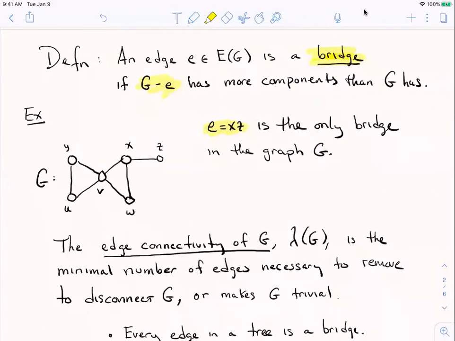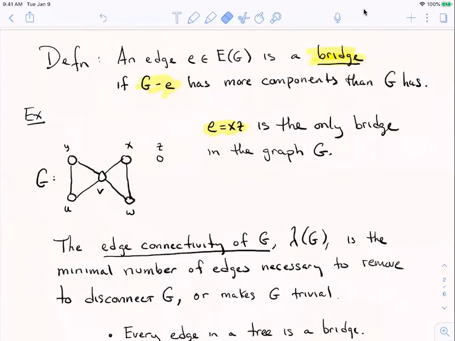When you take an edge, that's it. You just take the edge. You don't take any other vertices. So looking at that example graph, if I remove the edge XZ, I called it E for short, but it's that edge right there, then I've disconnected that graph. So it's a bridge.